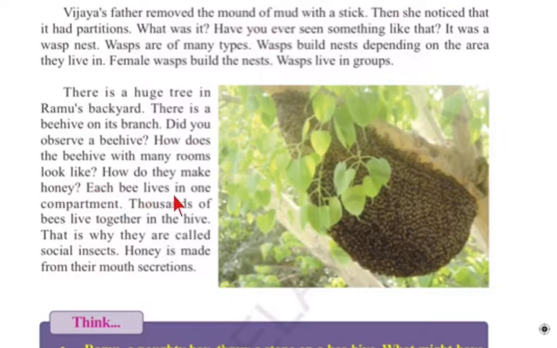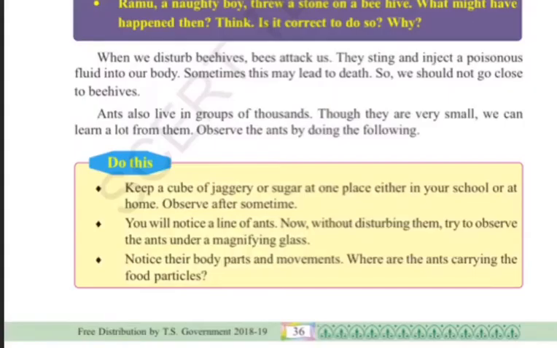Each bee lives in one compartment. Underline the word compartment. Thousands of bees live together in the hive. That is why they are called social insects. Honey is made from their mouth secretions. Underline the word secretions. See in your textbook page number 36.